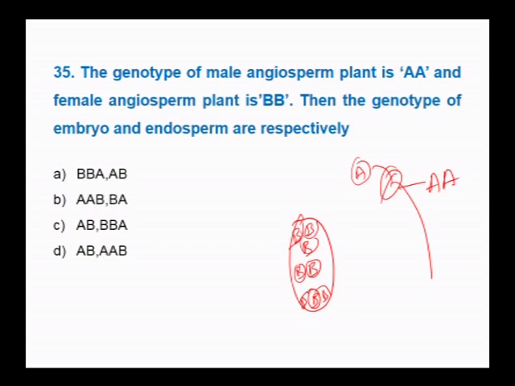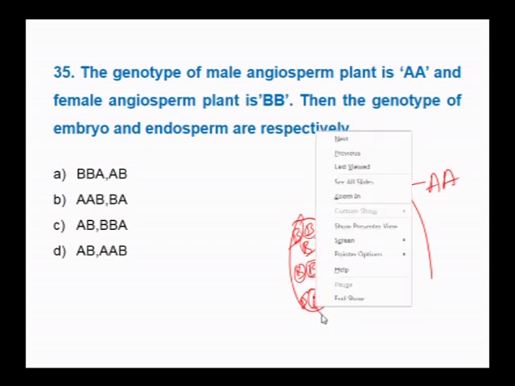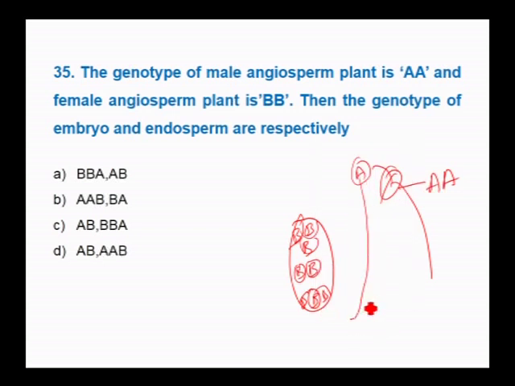Then the genotype of the embryo, developed from the zygote, is AB. For the endosperm, endosperm always carries the diploid number from the female and haploid from the male. Therefore, the diploid number is BB, the haploid is A, so BBA is the endosperm. Therefore, the embryo is AB, the endosperm is BBA. Therefore, the answer is C.